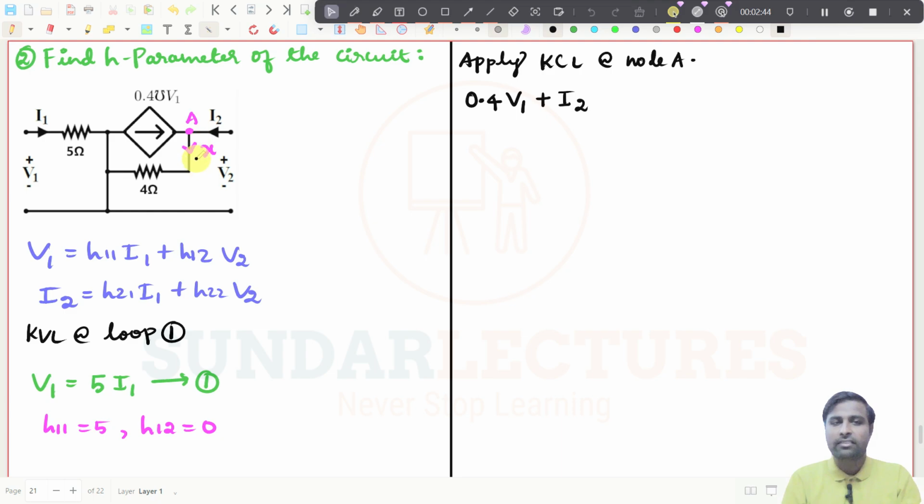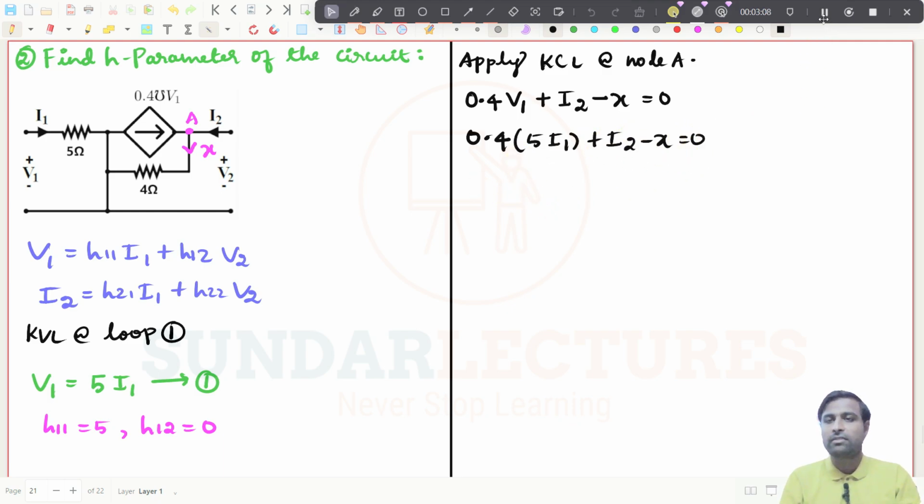And this X, I have just taken to be going away from this node, so minus X, and that should be equal to 0. Right, now we know what V1 is. We have already got the value of V1, right? So this is V1, 5 I1. So 0.4 into 5 I1 plus I2 minus X equal to 0. And if you simplify this, what I am getting is 2 I1 plus I2 minus X equal to 0.